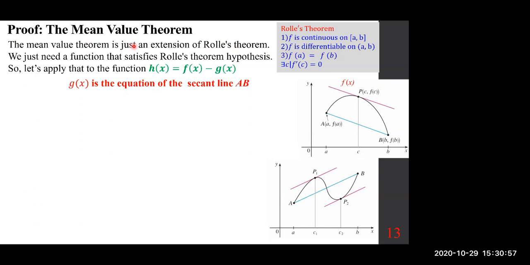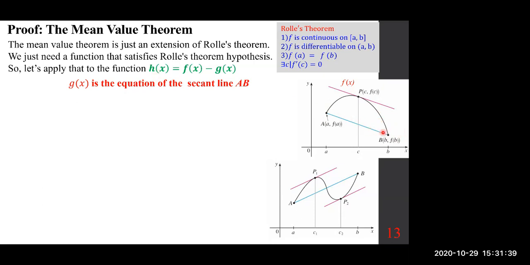So what we are going to do, we just need a function that satisfies Rolle's theorem. So remember, we have continuity and differentiability for the function f of x. Now we are going to introduce a new function h of x, which is the difference between f of x and g of x, the equation of a secant line. In other words, if this is the function f of x, then this line, the blue line, is the secant line.